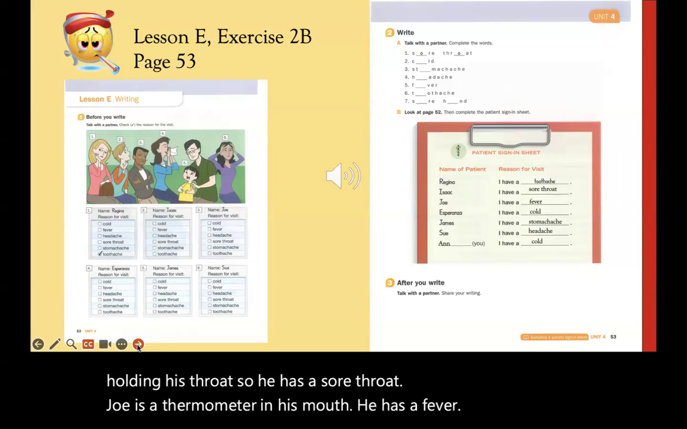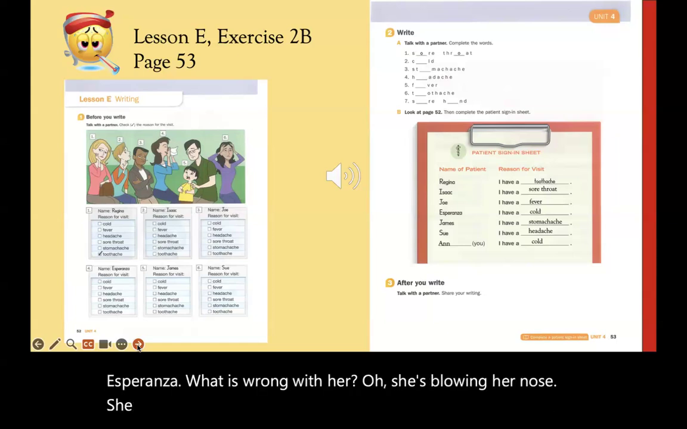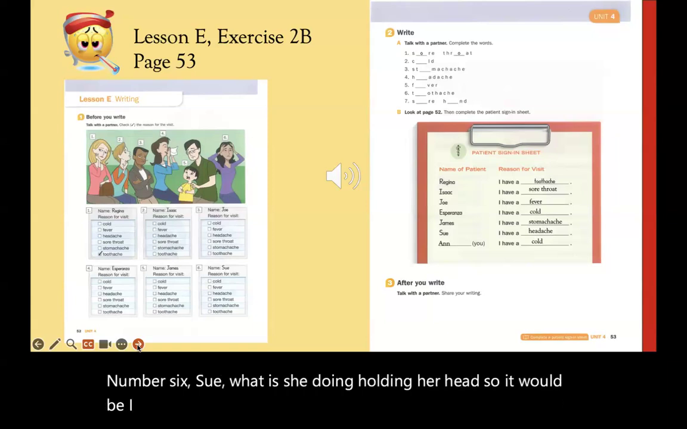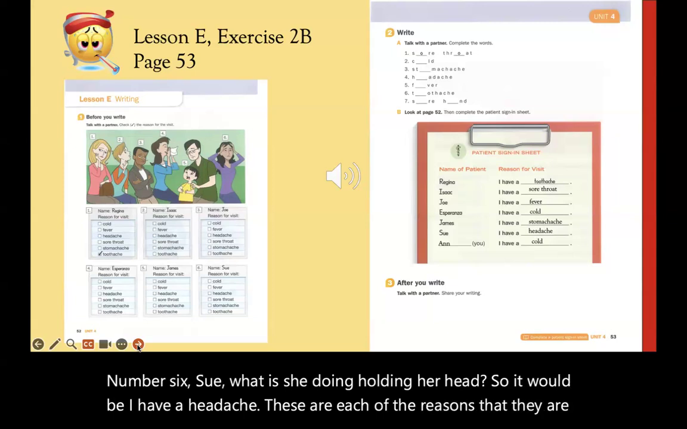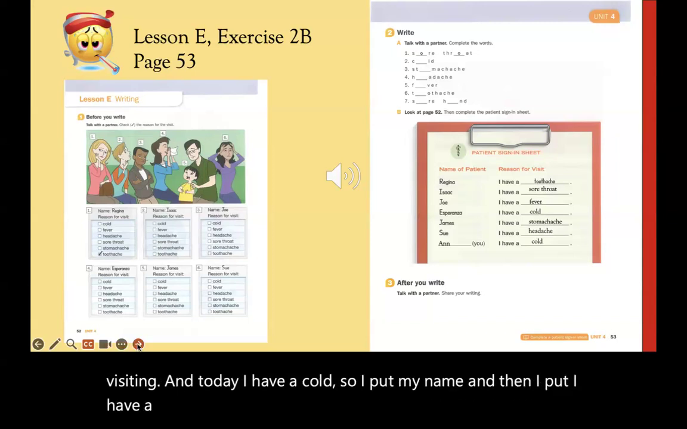Esperanza, what is wrong with her? Oh, she's blowing her nose. She has a cold. James, oh, he's holding his stomach. He has a stomach ache. Number 6, Sue, what is she doing? Holding her head. So it would be, I have a headache. These are each of the reasons that they are visiting. And today I have a cold, so I put my name and then I put, I have a cold.